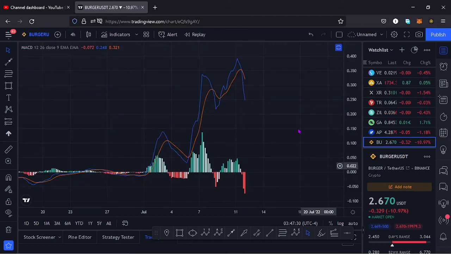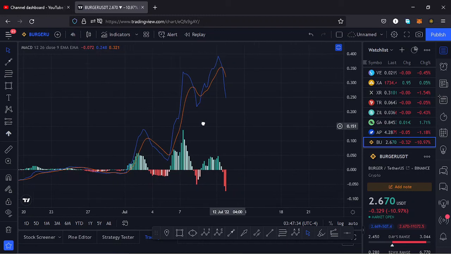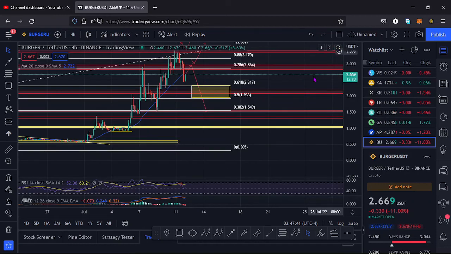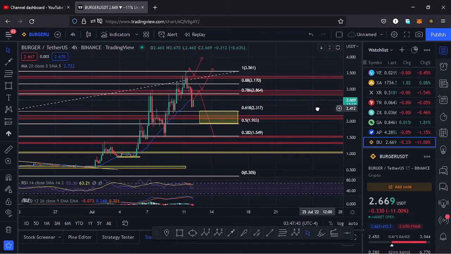Here on the 4-hour MACD, you can see that we have printed a bearish cross and we are seeing an increase in the selling pressure, and that would mean lower prices might be coming our way. Here the move that I have explained using the Fibonacci is the most likely move to play out. So I'll keep you updated on any movements on this chart.